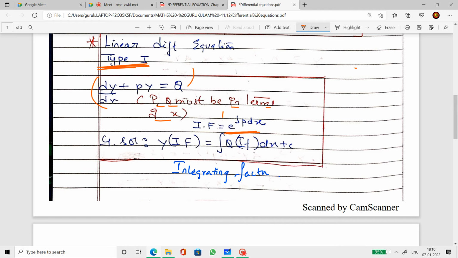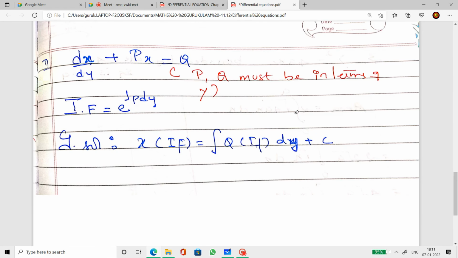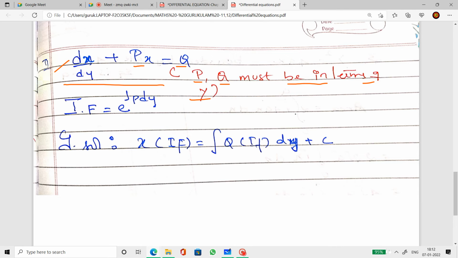After you find the integrating factor, put it in the general solution: y into integrating factor equals integration of q into integrating factor dx plus c. So this is the first type. The next type is dx by dy plus px equals q, where p and q must be in terms of y. In the previous one, p and q must be in terms of x or a constant; here, in terms of y or a constant.